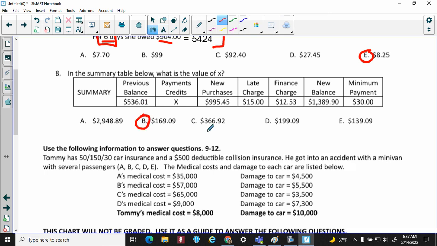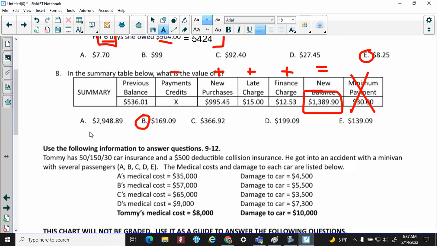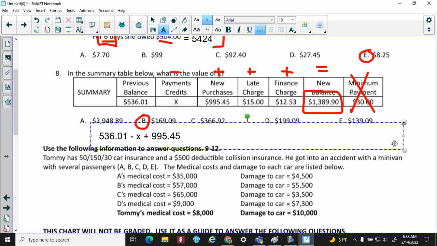All right. So starting with the previous balance, this is nothing more than a very long algebra problem. Starting with the previous balance, remember minus, plus, plus, plus equals new balance. All right. And no, we don't do anything with the minimum payment. So algebraically, this is what it's going to look like. 536.01 minus x plus 995.45 plus 15 plus 1253 is equal to 1389.90.